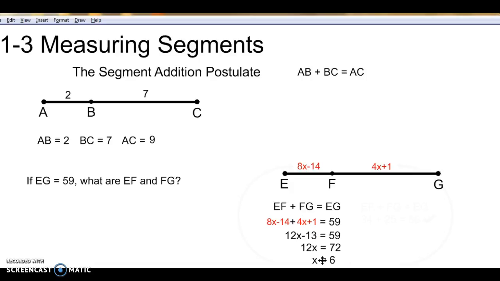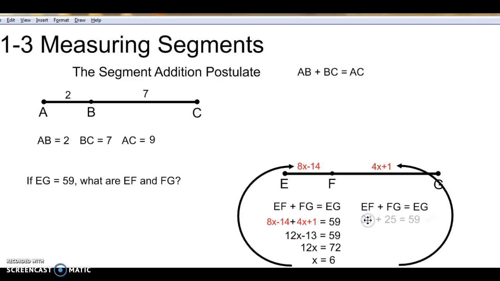Always go back to the question to make sure you have answered it. Are we looking for x? No, we're looking for EF and FG. So we're going to plug this 6 back in for the variable for each of EF and FG. And you'll notice that as I did that, I can plug it right back in and notice that 34 plus 25 is 59.